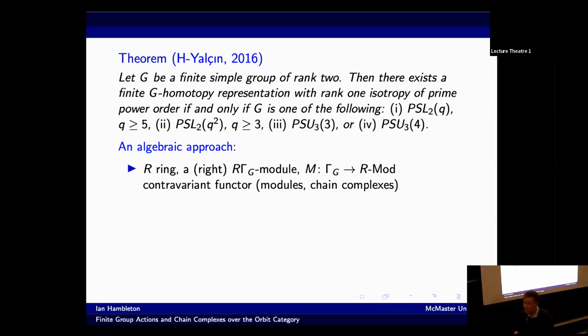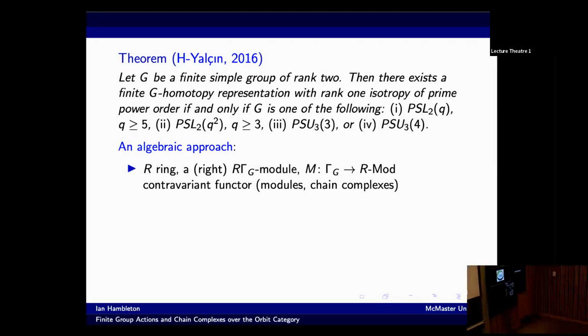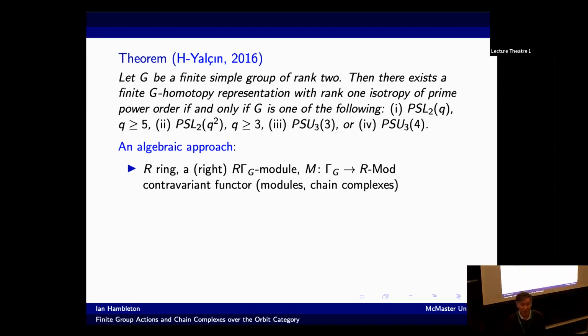And the first step is to build an algebraic model. So what is the algebraic model going to be? You have to say what an algebraic homotopy representation is going to be. Where should you start? You could quite generally start with any ring R and an R Gamma G module. So Gamma G is this orbit category, and an R Gamma G module is a contravariant functor from the orbit category to R modules. Say left R modules or right.